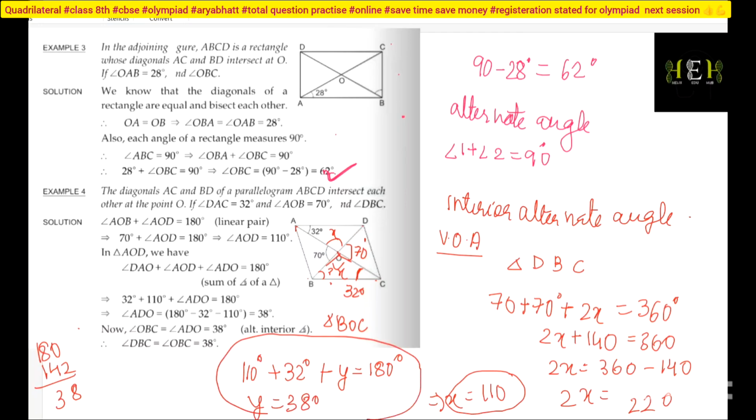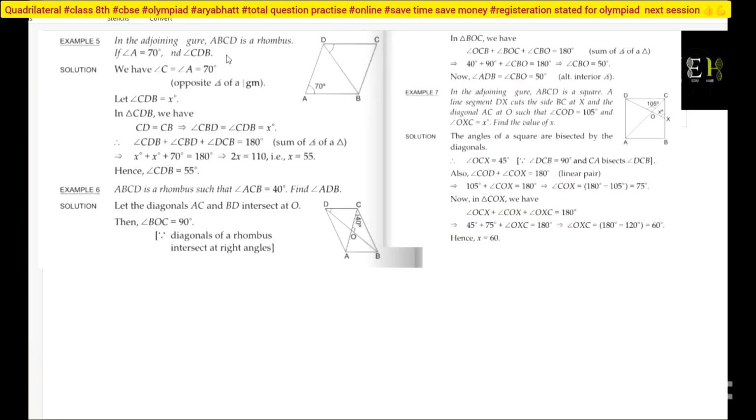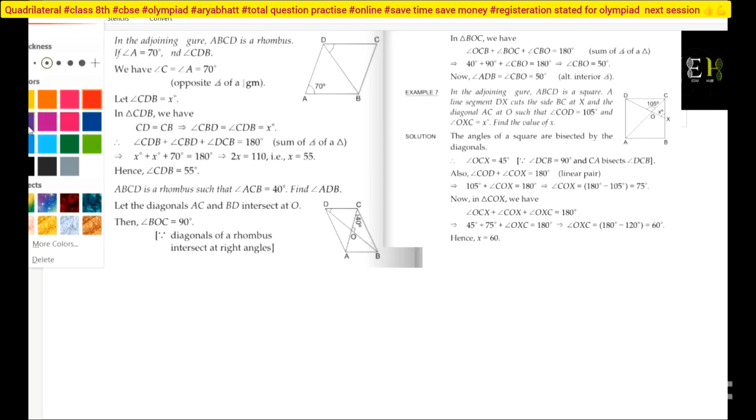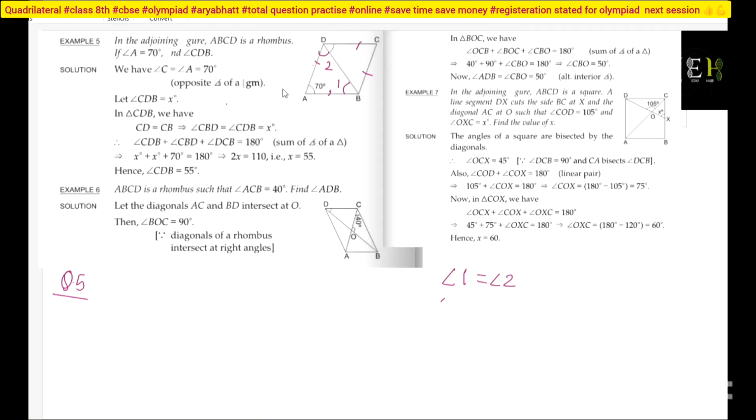Is this okay? Yes. Now we have ABCD is a rhombus, angle A is equal to 70 degrees, and I have to find CDB. Now tell me, how can I start? They are saying that ABCD is a rhombus, so a rhombus has all sides equal. So I am saying that AB is equal to AD, so this implies that angle 1 is equal to angle 2.